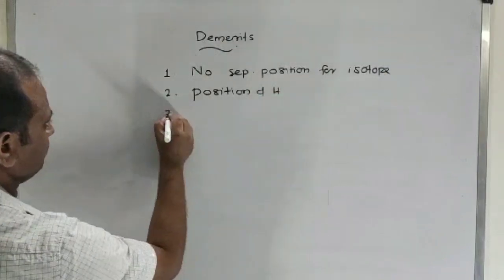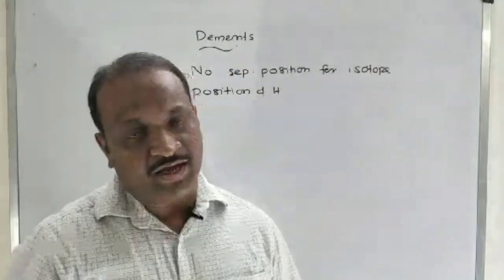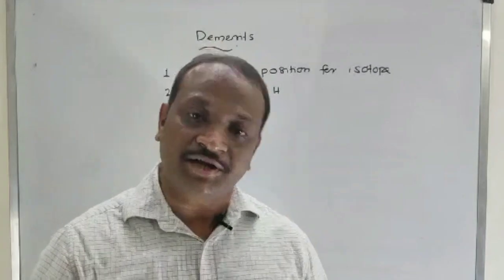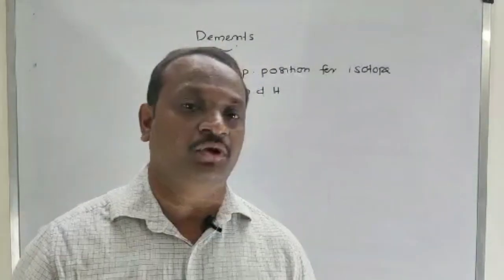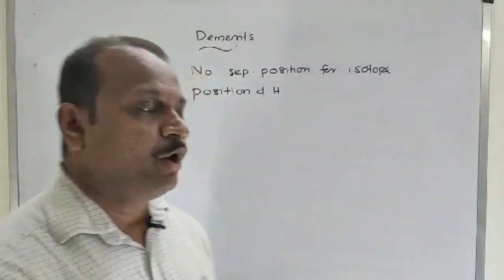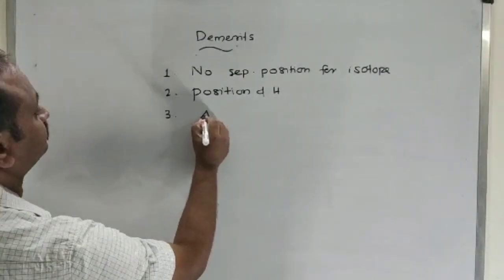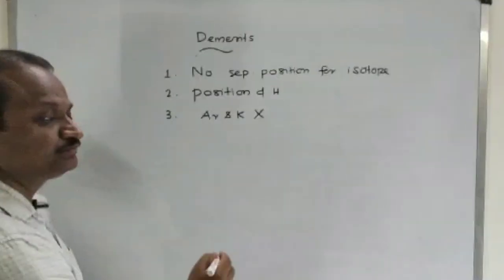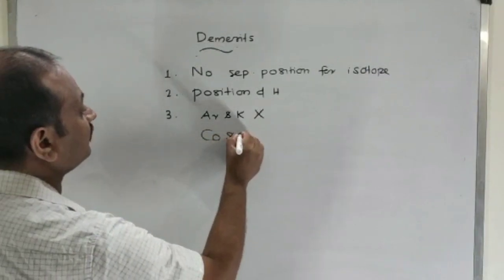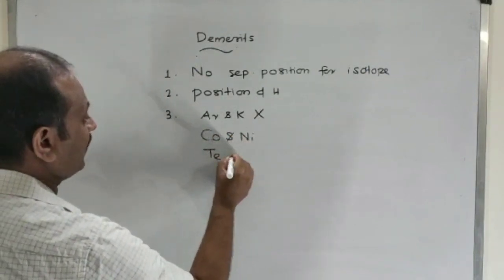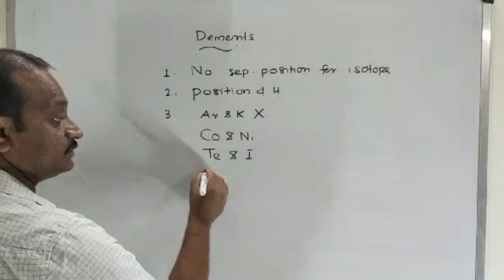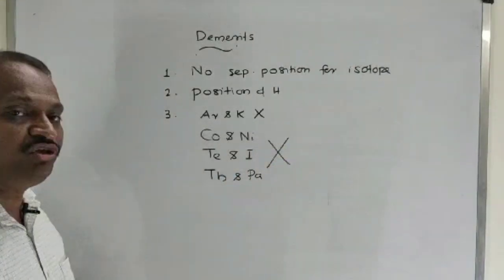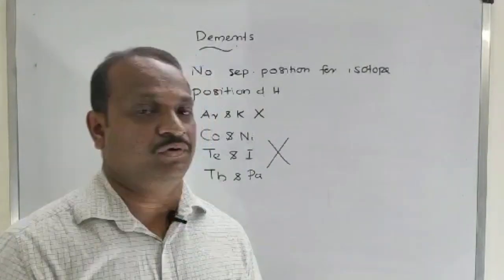Position of hydrogen. Third point, he arranged the elements in the increasing order of atomic weight, but on certain occasions this order is not strictly followed. Say, for example, we have argon and potassium. Here the increasing order of atomic weight is not followed. Cobalt and nickel, tellurium and iodine, thorium and protactinium. On these occasions, the increasing order of atomic weight is not strictly followed.